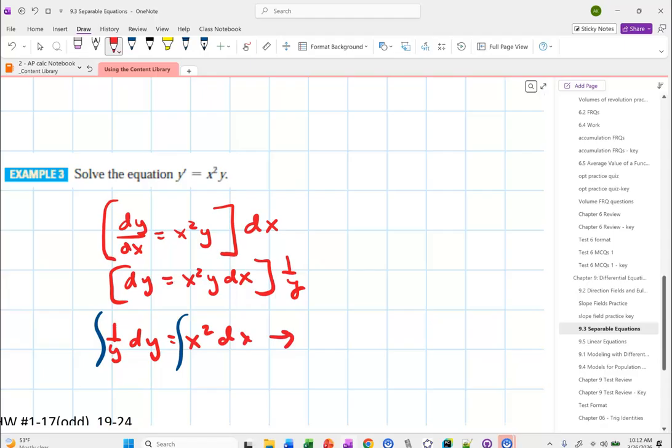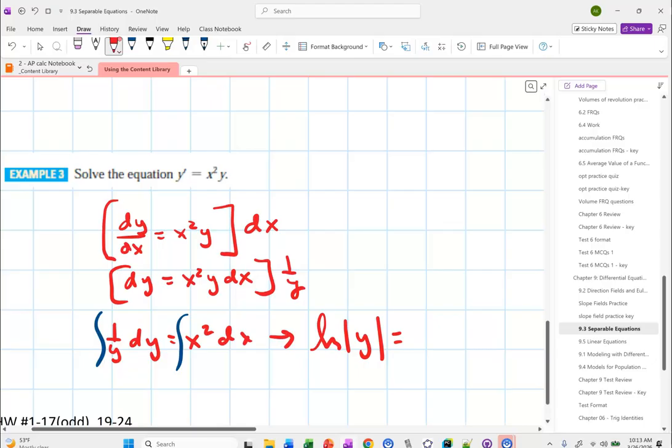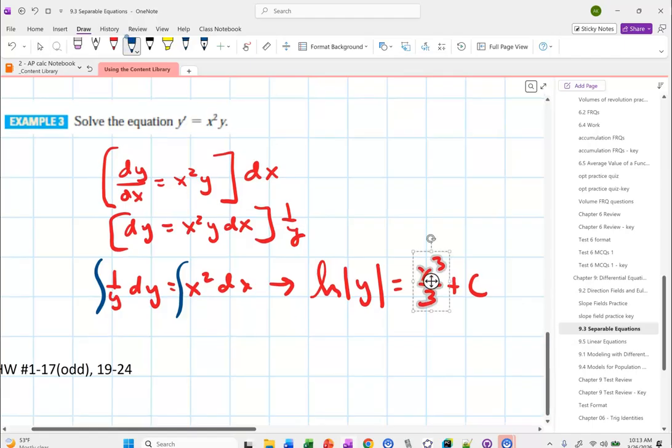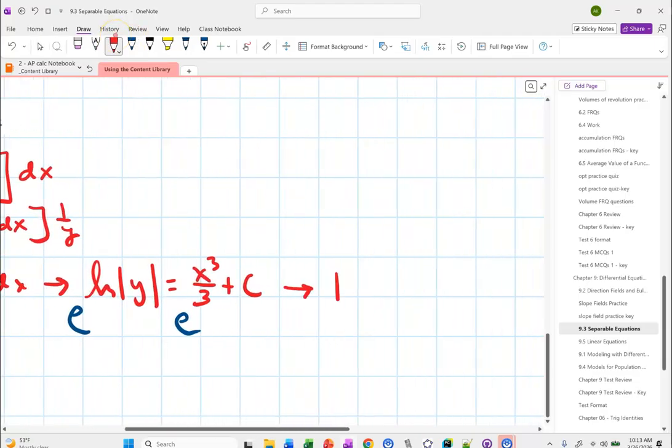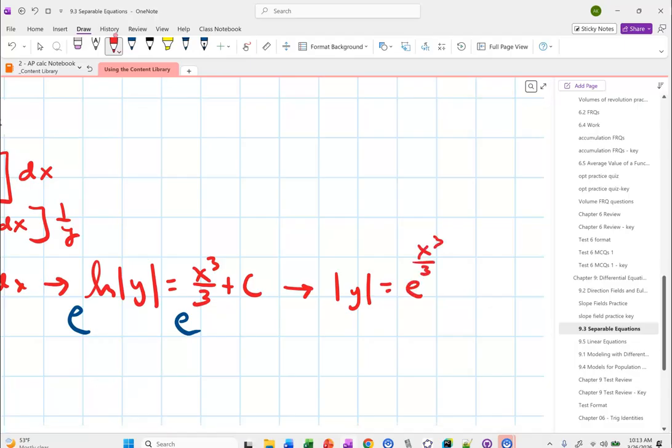What's the integral of 1 over y? Good. And the antiderivative of x squared is? Forgot a c on the other side, so I'll just put it on this side, I guess. And if I wanted to, I could separate the y out here, right? I could raise e to both sides. So that would be absolute value of y equals e to the x cubed over 3 plus c.